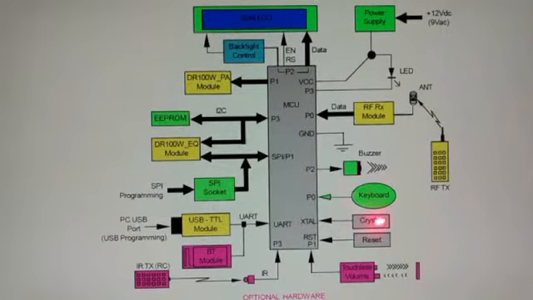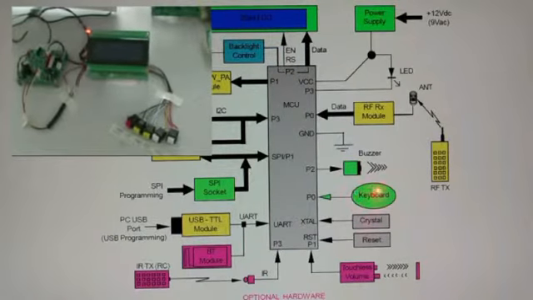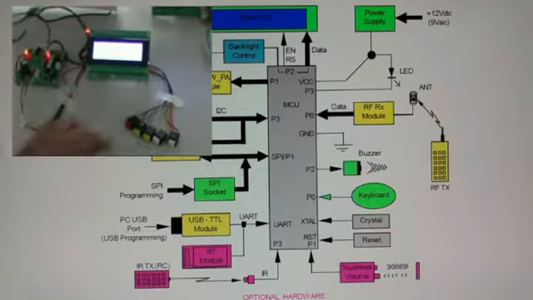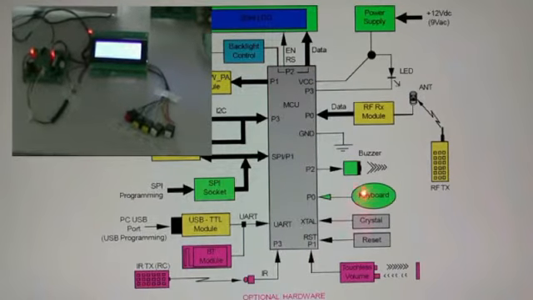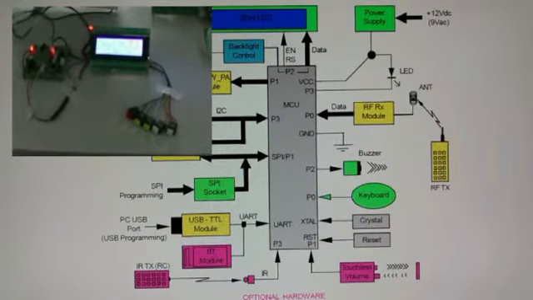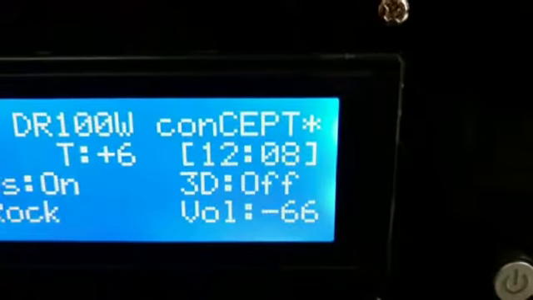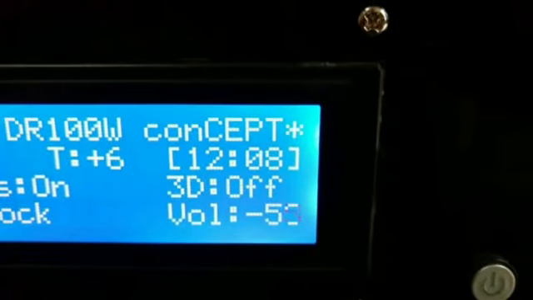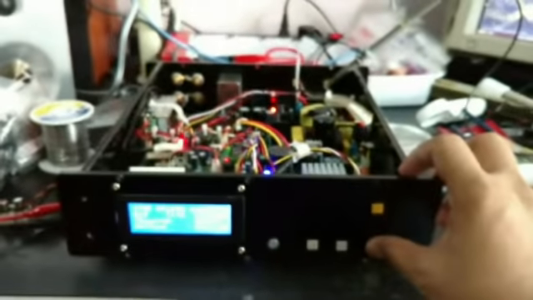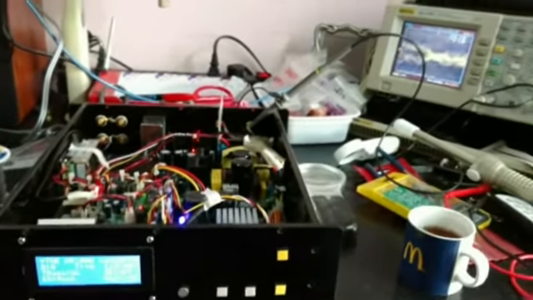Let's see the keyboard, or the keys. Our project, the DR100W concept, is a power amplifier, and we have a means to communicate with the user by means of the keyboard. For example, if the user wants to increase or decrease the volume, all you have to do is press the volume up or volume down key. So basically the keyboard is the man-machine interface.